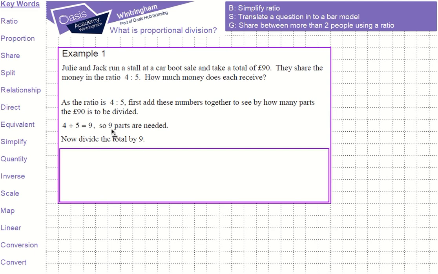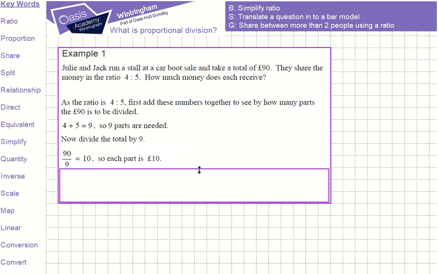Now that we've figured out that it's 9 parts, we divide the total by 9. So our total was £90, and we need to divide 90 by 9. So each part is worth £10.